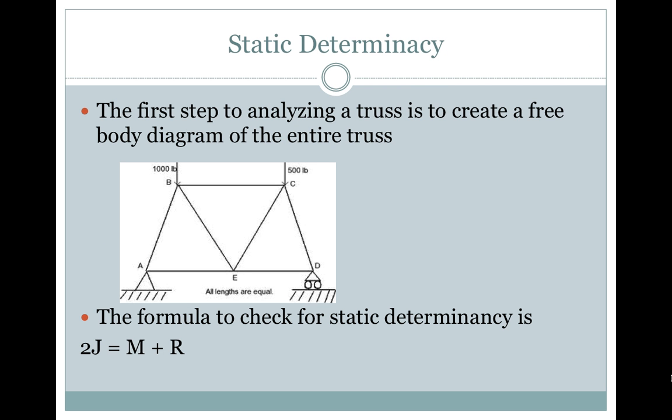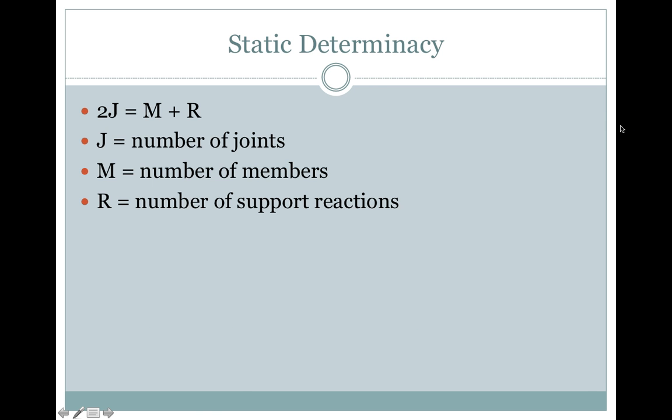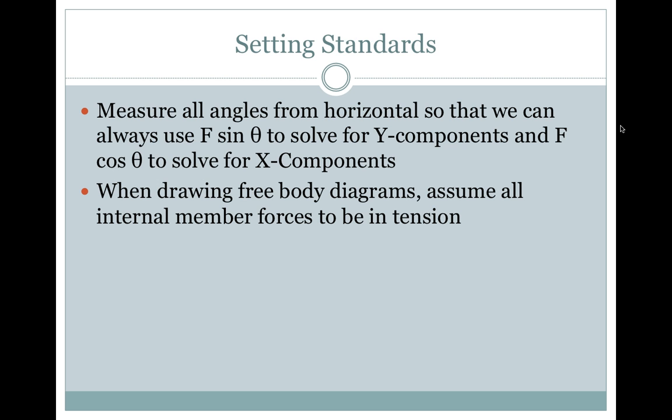Static determinacy. The first step to analyzing a truss is to create a free body diagram of the entire truss. So here's an example. The formula to check for static determinacy is 2J equals M plus R. J is the number of joints, M is the number of members, and R is the number of support reactions. Setting standards. Measure all angles from horizontal so that we can always use F sine theta to solve for Y components and F cosine theta to solve for X components. When drawing a free body diagram, assume all internal member forces to be in tension.